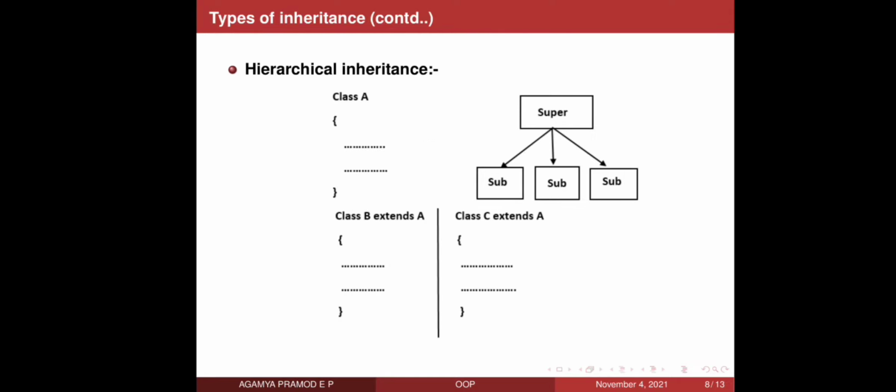And then hierarchical inheritance. Hierarchical inheritance means that it contains only one superclass and multiple subclasses. That is, all the subclasses directly extend the superclass. That is called hierarchical inheritance. That is, class A is the superclass and class B is a subclass and class C is also a subclass. So, here class B uses the extends keyword and it inherits class A directly. Also, class C uses the extends keyword and it inherits class A directly.